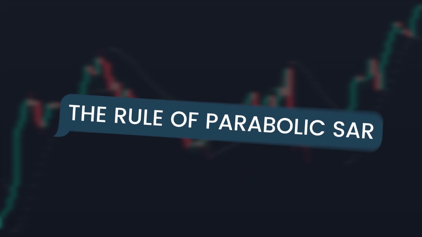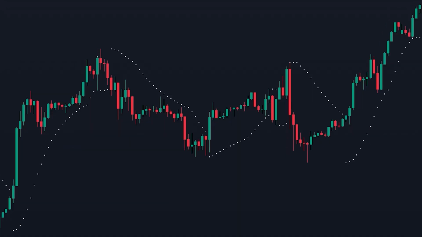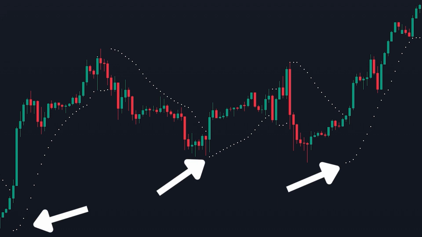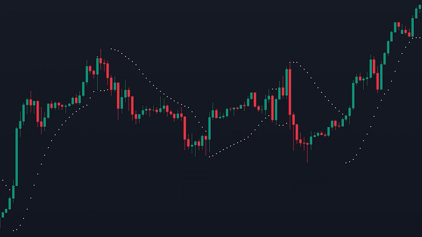The rule of Parabolic SAR strategy. We will look for the Parabolic SAR position. When the Parabolic SAR position is on the bottom, go for long or buy transaction. When the Parabolic SAR position is on the top, go for short or sell transaction.